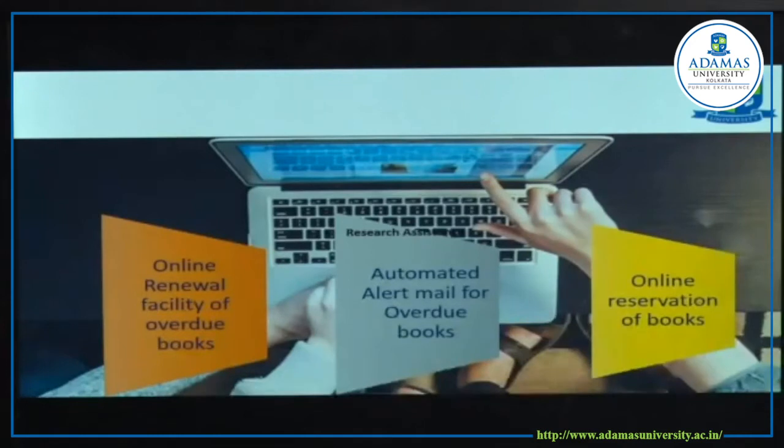So I already said that the library has an online renewal facility for the overdue books. You will get the automated alert mail. If the book return date is tomorrow, tonight you will get a mail that tomorrow is the return date for so and so books, and you can take steps accordingly. You can reserve the book online. Okay, I will come to that part.